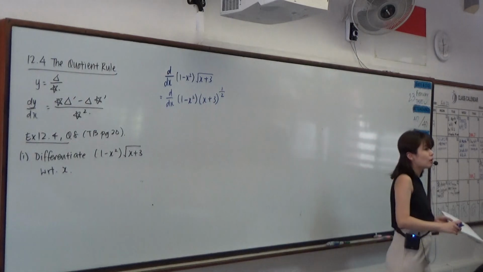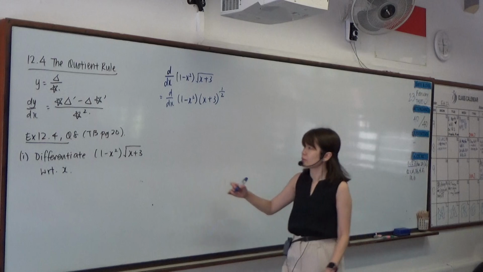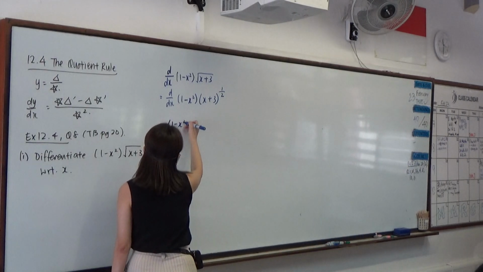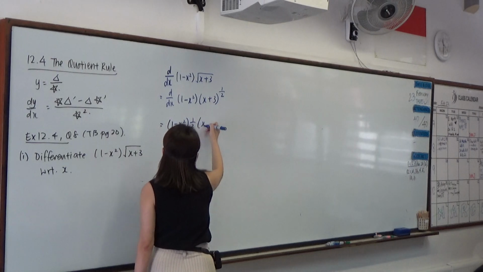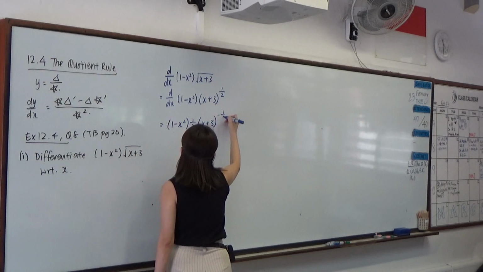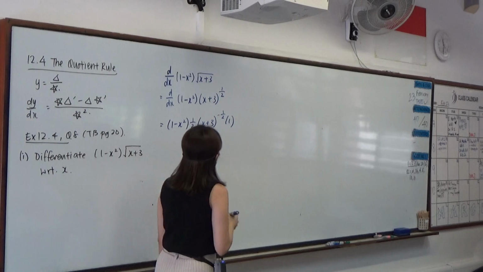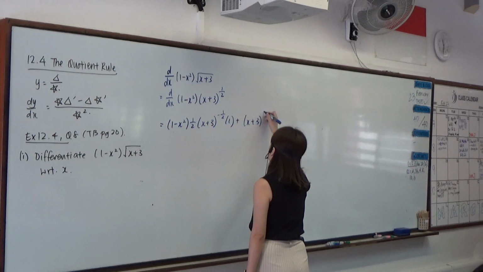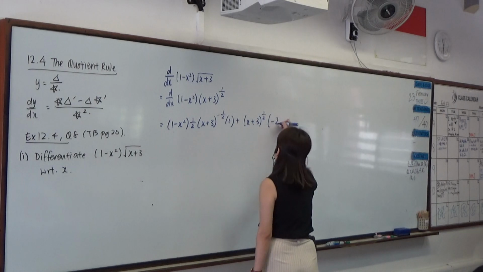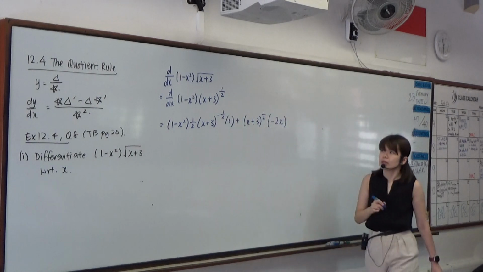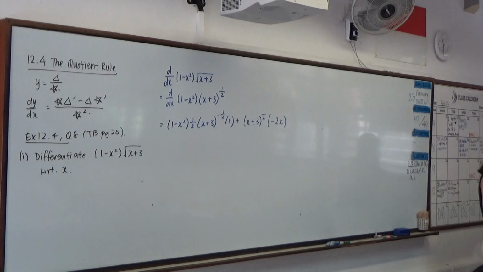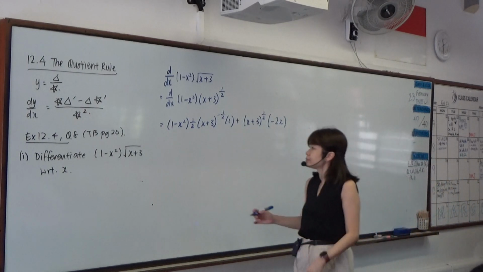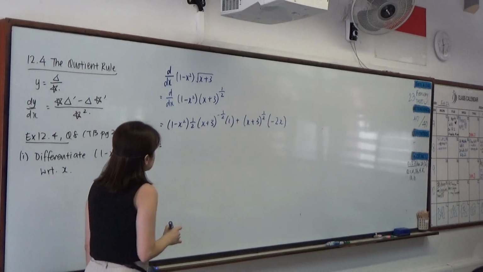Okay, so we apply our product rule. Product rule says that we keep the left side, differentiate the right, followed by keeping the right side, differentiate the left. The left will only just be minus 2x, or rather negative 2x.